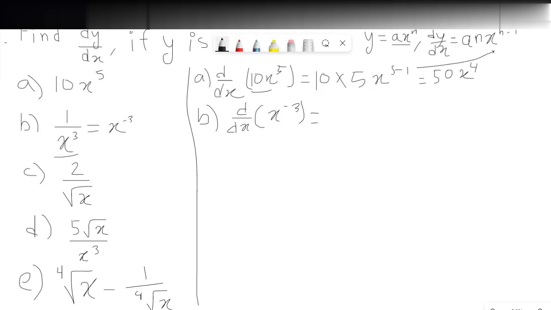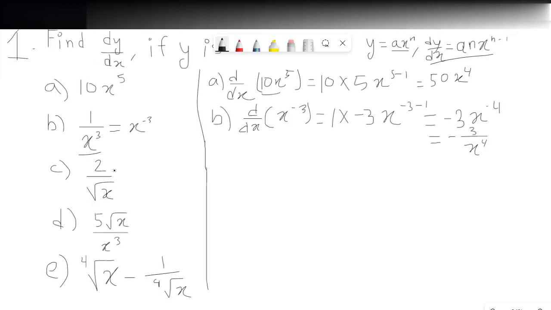So using this formula, we can get 1 into, you don't really have to write the 1, minus 3 x to the power minus 3 minus 1. So we get minus 3x to the power minus 4, which can also be written as minus 3 divided by x to the power 4.